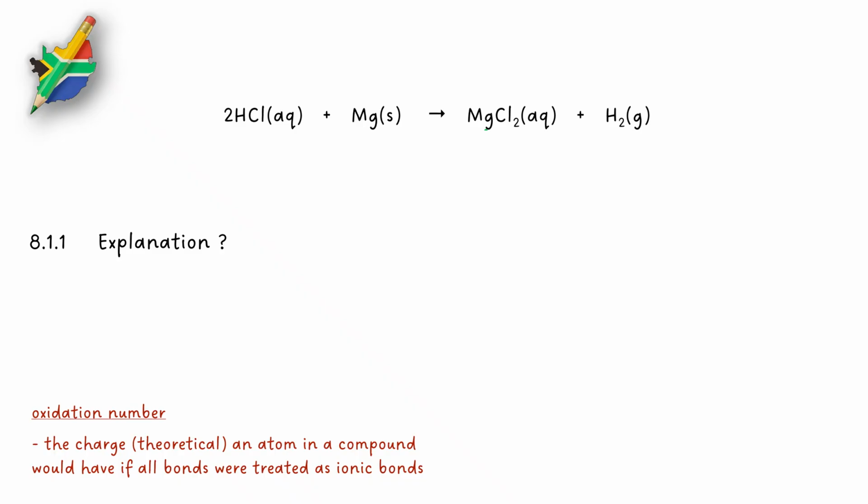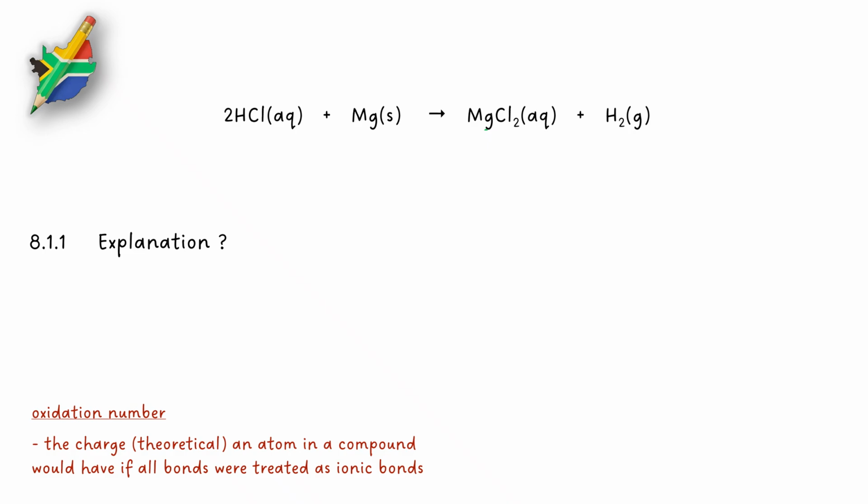Oxidation number or oxidation state is a theoretical charge we can assign to an atom in a compound if all the bonds in the compound were treated as ionic bonds. It is a way to model or understand how charge is distributed in a compound, and it helps us determine which species is oxidized and which is reduced in a redox reaction.